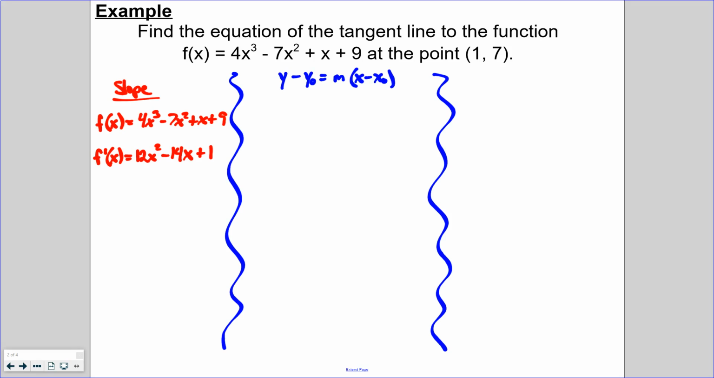Alright, now this derivative is the formula we can use to find the slope at any point on this function. However, we don't want to find the slope at any point, we want to find the slope at a particular point at 1, 7. In order to do that, we need to identify what our x value is, and we can see from the point the x value here is going to be 1. So we need to find the slope at 1, so that means we'll do f prime of 1, and we'll replace all the x's with 1's in our derivative. And then we can simplify this to be what? 12 minus 14 plus 1, which will give us a slope of negative 1.